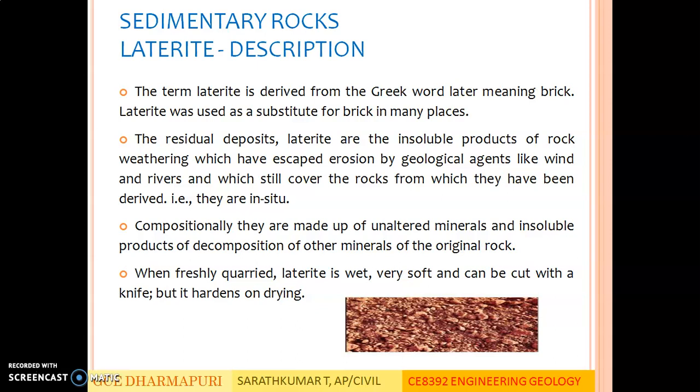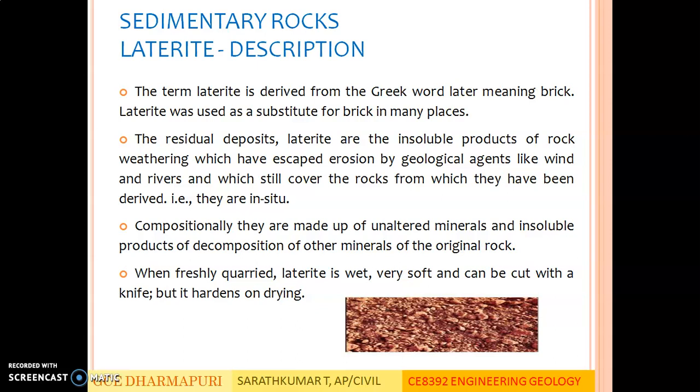The term laterite is derived from the Greek word later, meaning brick. Laterite was used as a substitution for brick in many places. The residual deposits, laterite, are the insoluble products of rock weathering which have escaped erosion by geological agents like wind and river, and which still cover the rocks from which they have been derived. They are in situ. They are formed in the place of the parent rock, in the same place as that of the parent rock.